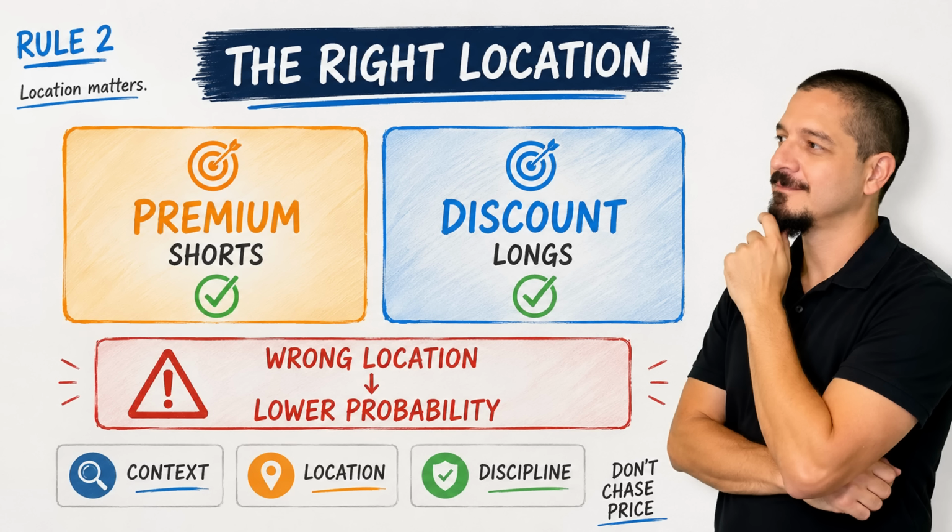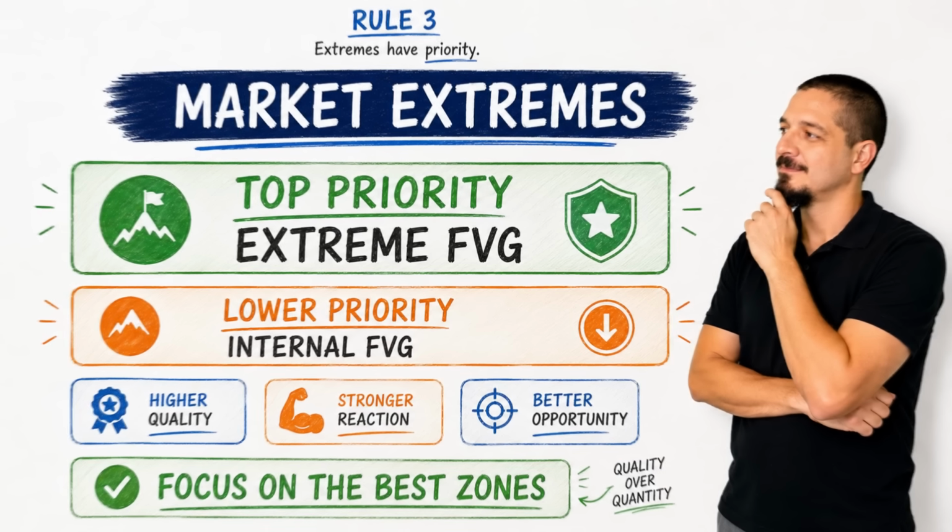In a bearish market, our focus should be exclusively on fair value gaps situated in the premium zone when seeking to initiate short positions. Conversely, in a bullish market, our attention should be directed solely toward fair value gaps positioned in the discount area to execute long positions. Rule number 3.